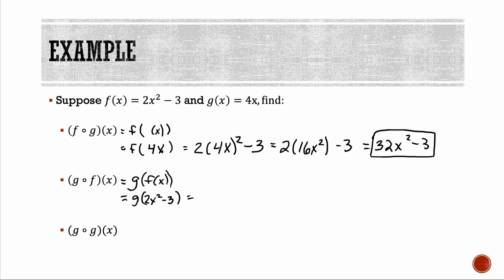All right, the next thing I do then is to evaluate the function g. Because we have a g right here, so I'm going to go to the g function, and wherever there's an x, I'm going to plug in what's in parentheses. So I'm going to start with the 4, and then when I come to the x, I'm going to plug in the parenthesis, which is 2x squared minus 3.